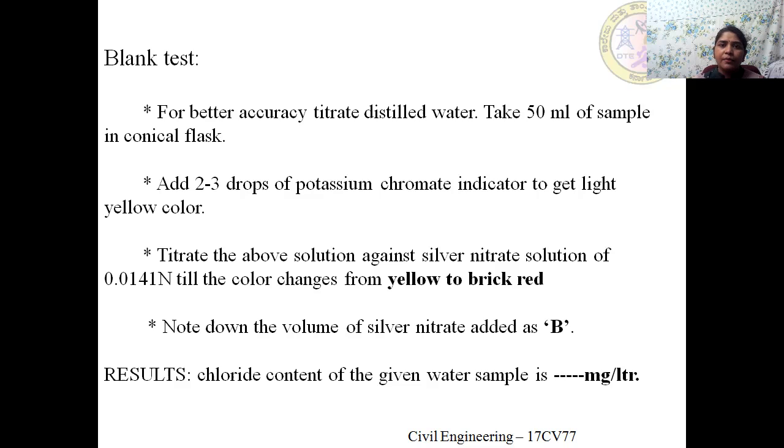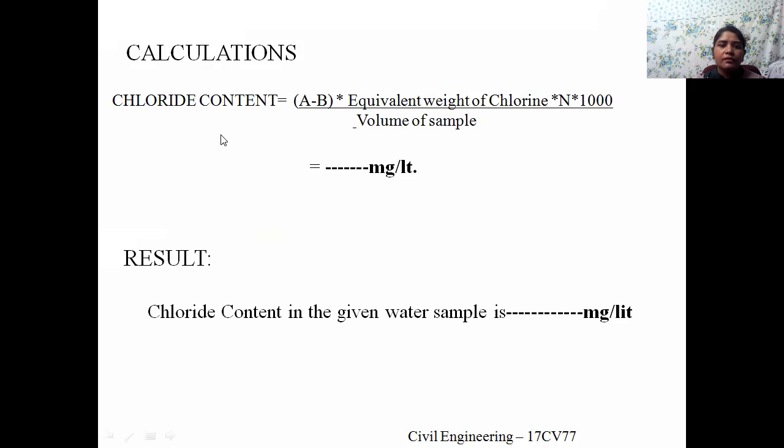Once brick red has appeared, you stop the titration. Note down the final burette reading. Note down the volume of silver nitrate added, final burette reading minus initial burette reading, as capital B. Next, you need to carry out the calculations, where A minus B. A is the volume of titrant used when you tested the given sample, and B is for distilled water. Then, into equivalent weight of chlorine, into normality 0.0141, into 1000, divided by volume of sample.